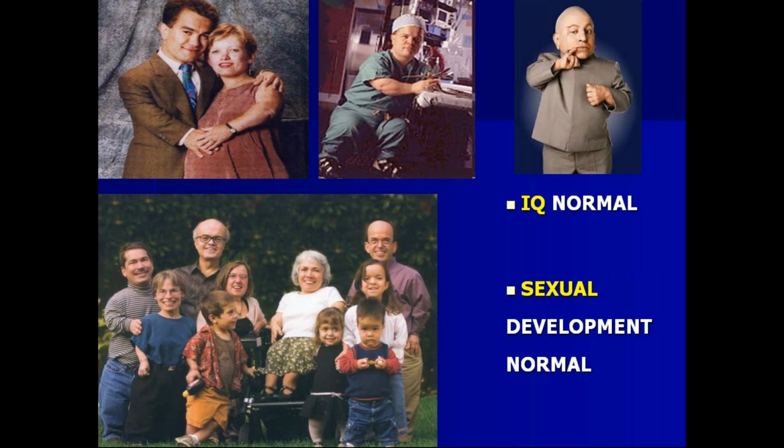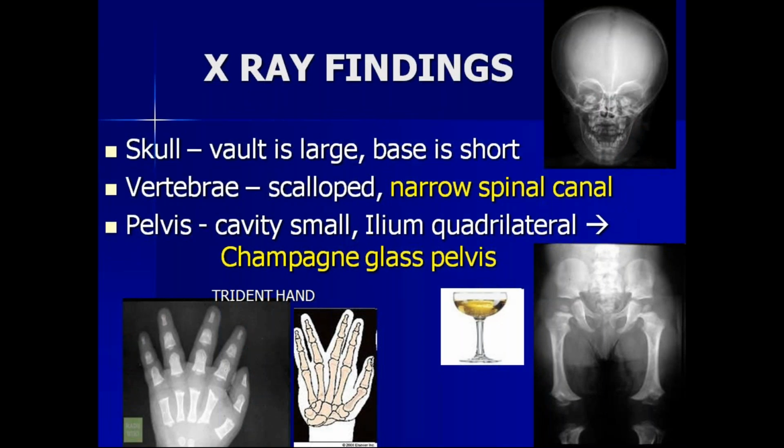Their IQ is normal, their behavior also normal, and they can get married and they can have children. So only the limbs are short due to endochondral ossification defect. When you see their X-ray, the vault is large, the base of the skull is short, vertebra may be scalloped, with a narrow spinal canal. The cavity of the pelvis is small, and the pelvis is called champagne glass pelvis.